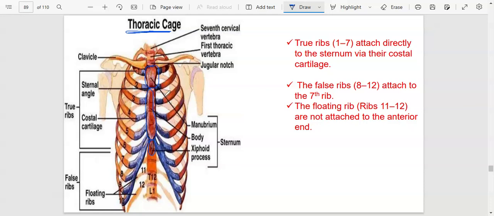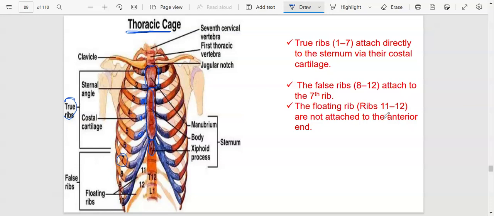So the first seven ribs, rib one, two, three, four, five, six, seven, attach to the sternum itself, and so they are called true ribs. They attach to the sternum via costal cartilage. This thing we're able to see is a cartilage, a connective tissue that connects the first seven ribs to the sternum. And then rib number 8 to rib number 12 don't attach directly to the sternum, but they attach to the seventh rib. So those are called false ribs.